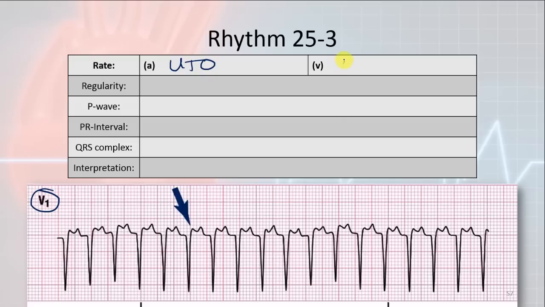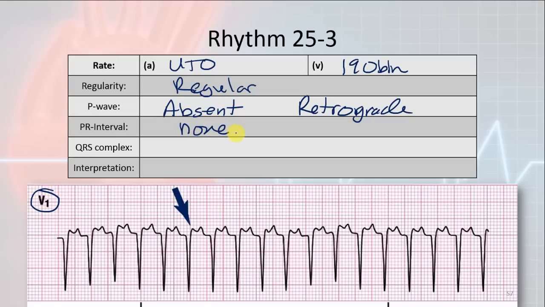Ventricular rate, what did we say before? It was 190 beats per minute, since this is the same rhythm. Regularity, once again, is going to be regular. P waves, ideally, I would probably put absent, and I would accept absent if you put that. In this case, though, since the book is pointing it out, which you're not going to have on your homework or your tests, you could say that the P wave is retrograde.